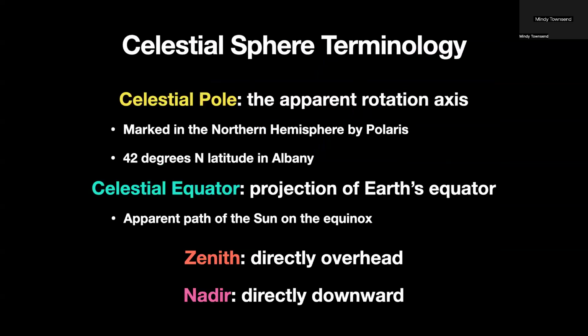Just to be really explicit about it, these are some of the really important terms. The celestial pole, for us in Albany, the important one is the celestial North Pole, but it's the apparent rotation axis. In the Northern Hemisphere, it's marked by Polaris, which for us appears about 42 degrees above the ground, which is the same as our latitude. The celestial equator is the projection of Earth's equator, an apparent path of the sun at the equinox. We also have zenith, which is the point directly overhead, and then one we didn't really talk about, nadir, which is directly downward.